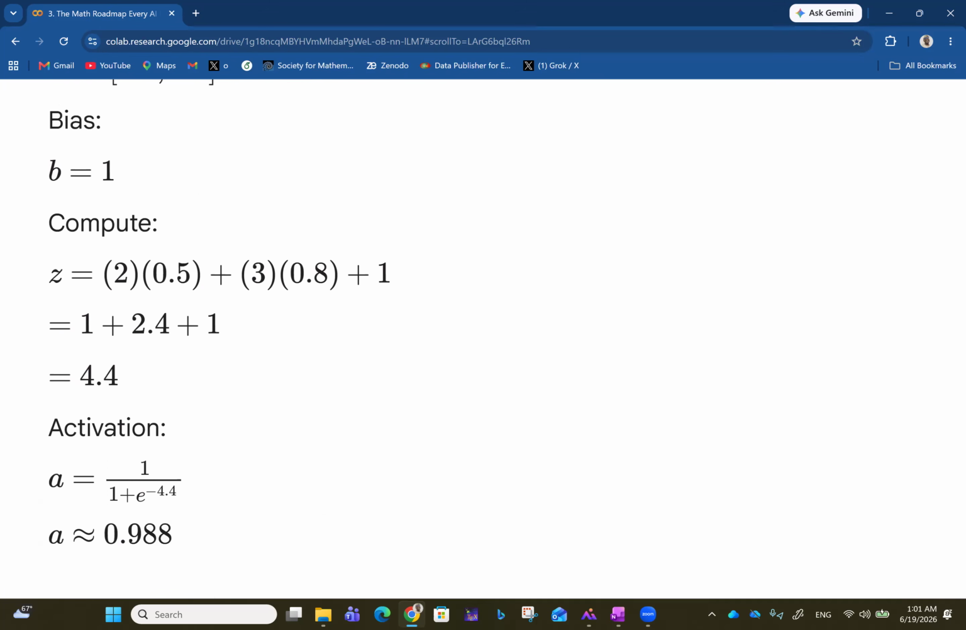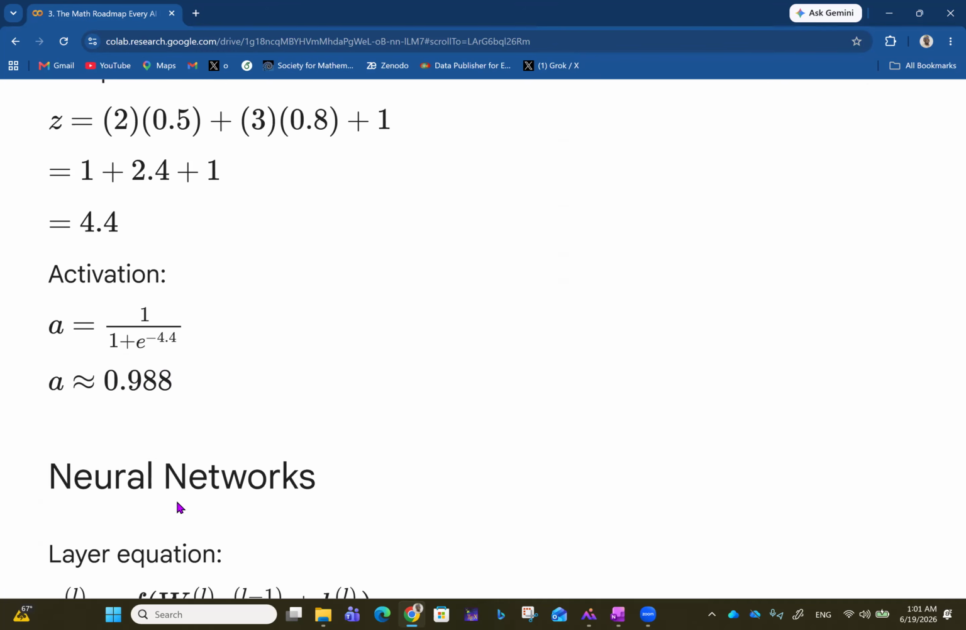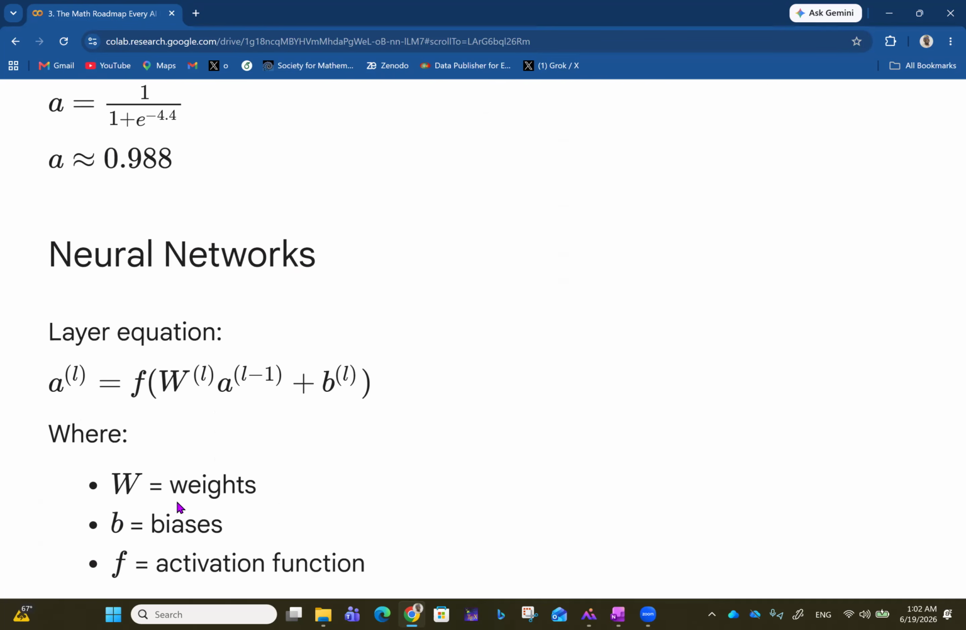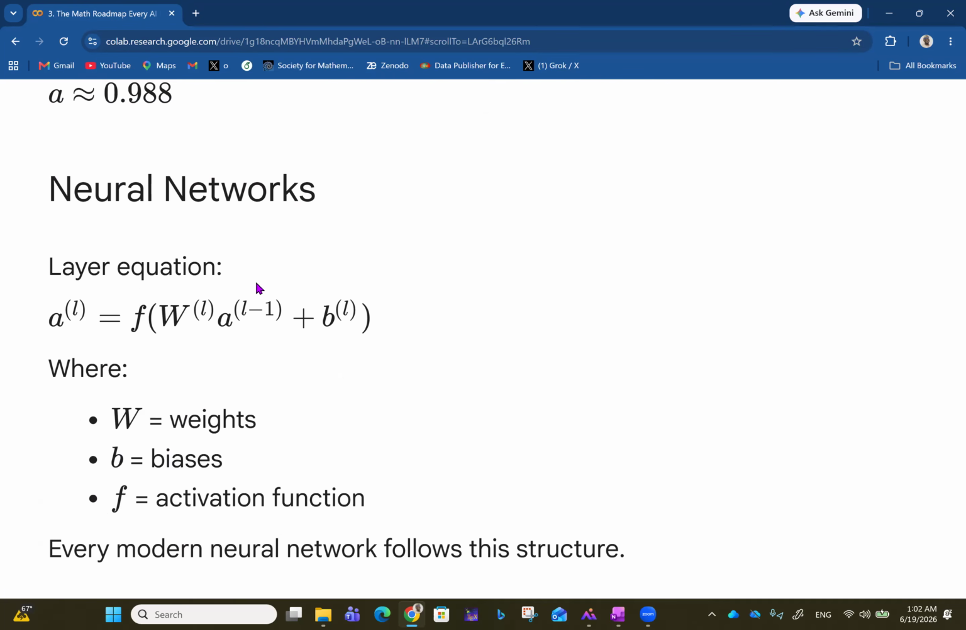So you then do the activation using a sigmoid function in this case. So A is equal to 1 over 1 plus e raised to the power minus 4.4. It means the output after activation is 0.988, some kind of probability. And then having talked about neuron calculation, we come to the idea of neural networks. So you have the layer equation: A_L equals F of W_L A_(L minus 1) plus B_L, where W is the weights, B is the biases, and F is the activation function.